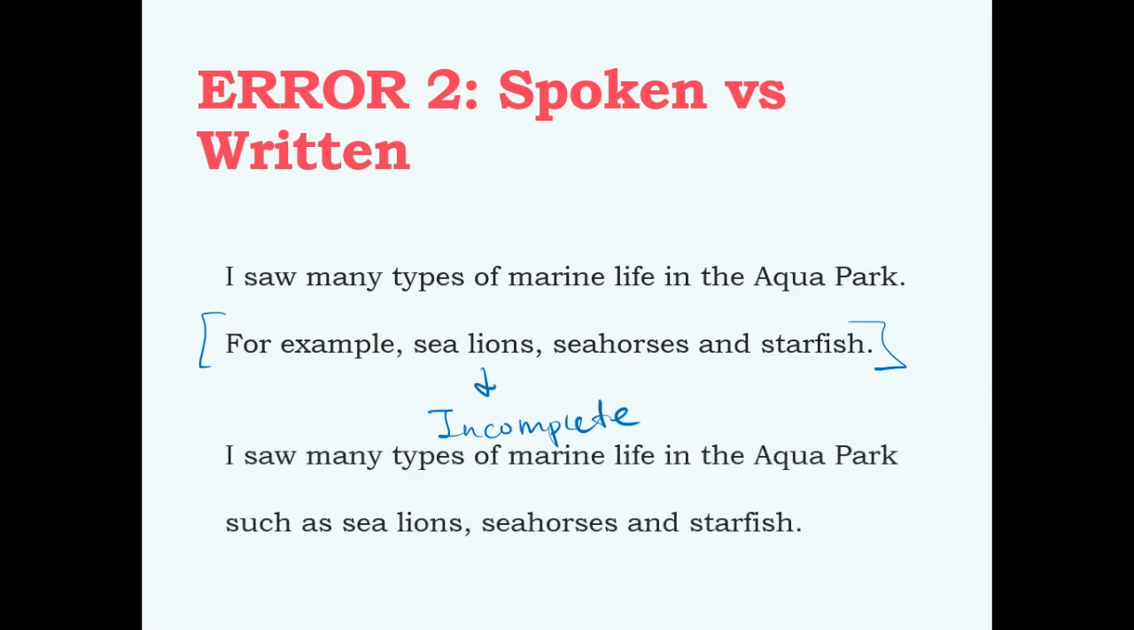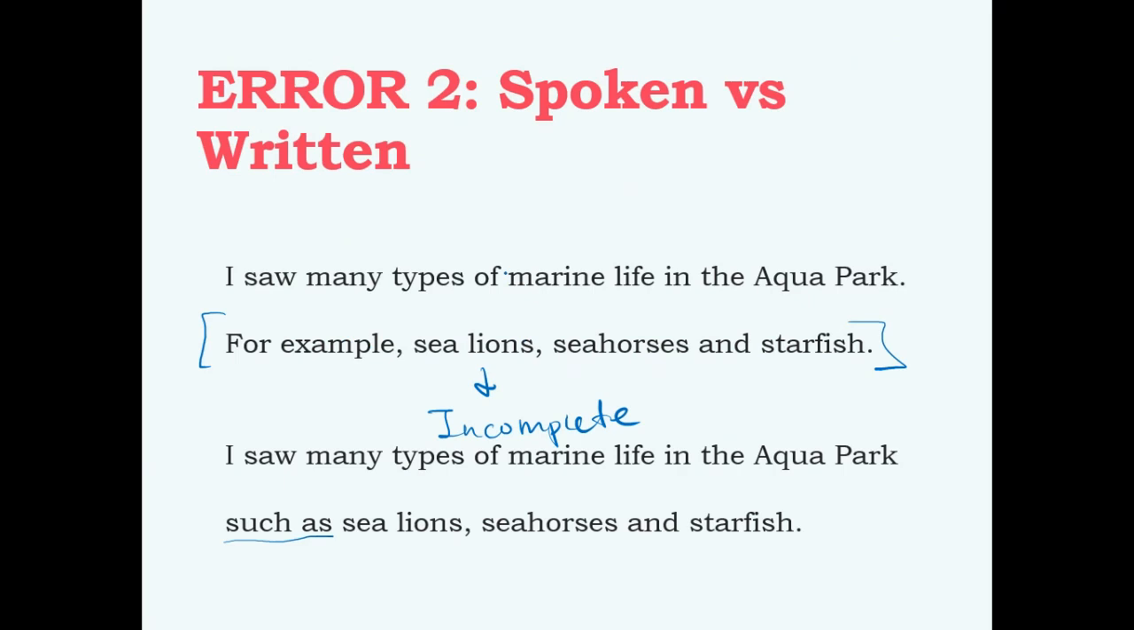So what you can do is you can combine both of the sentences by using a different word. For example, such as. Okay? A lot of students, don't worry, this is not the first time I'm saying, a lot of students tend to use, for example, sea lions, seahorses, and starfish. Okay, they tend to write that. This is incomplete.